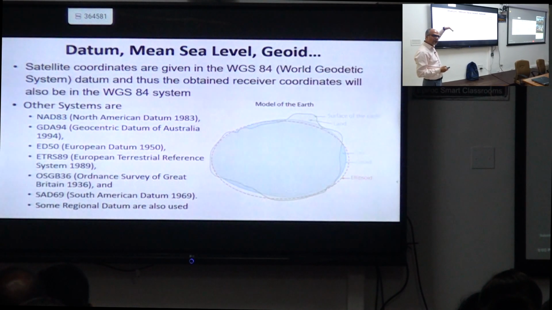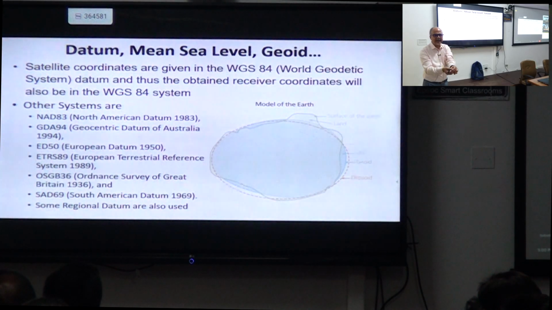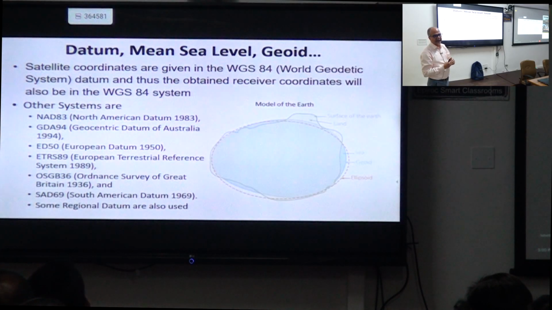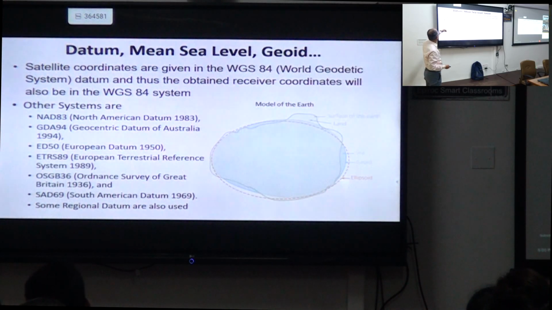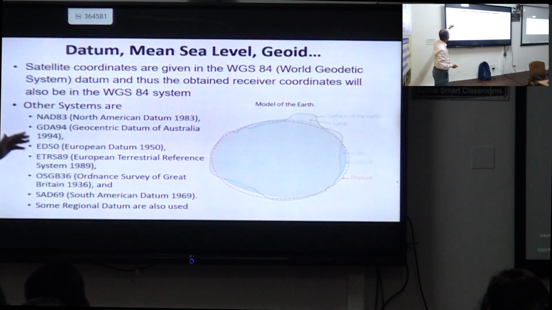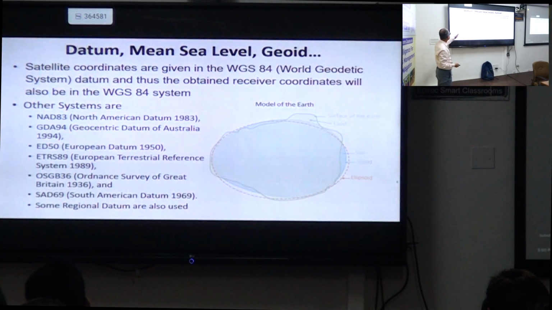Now, if satellite positions are given based on this datum, then whatever we are measuring, whatever elevations we are getting on any surface, that will also be based on that particular datum. And that datum is basically WGS 84. And then, of course, different datums are available. Just for your information, other systems are like North American Datum 83, then GDA 94, ED 50. So there are different datums actually.